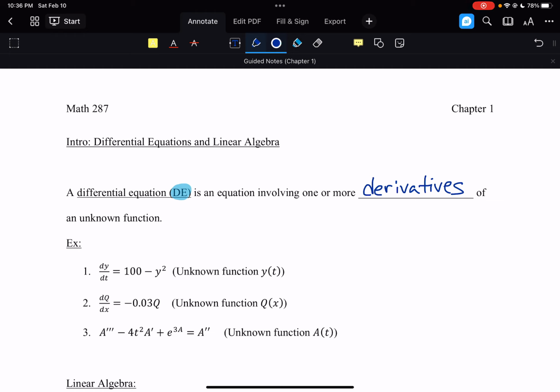We'll be working with many different types of differential equations throughout different chapters in this course, and we'll look at many different ways of solving those types of differential equations.